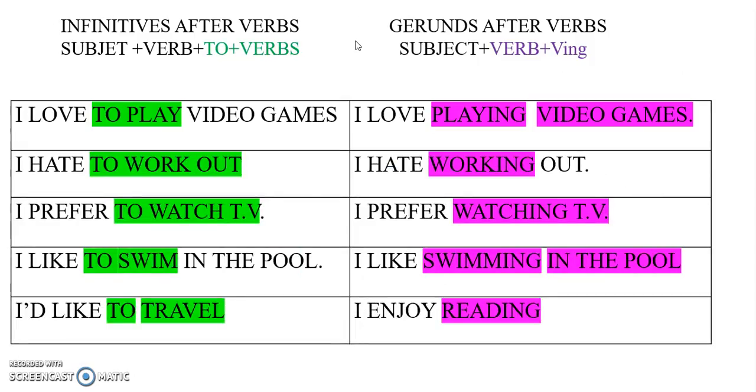Now here we have some examples with infinitives after verbs and gerunds after verbs. But first of all, I want to explain what an infinitive verb is. An infinitive verb is the verb with the preposition to. When you have the verb to play, to work out, to watch TV, to swim, and to travel, these are some examples of infinitive verbs, alright? A verb with the preposition to is an infinitive verb. Don't forget it here. Okay, so, for example, the pattern says that we can use an infinitive verb with other verbs, such as love, hate, prefer, like, and would like.